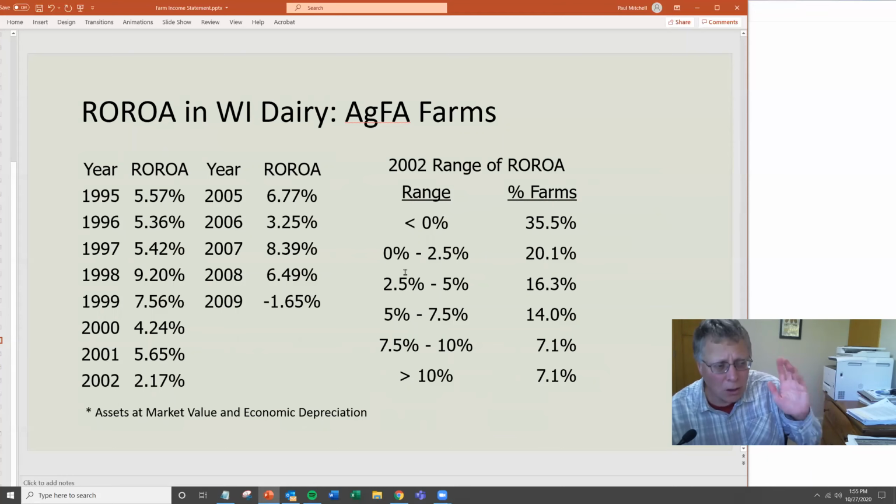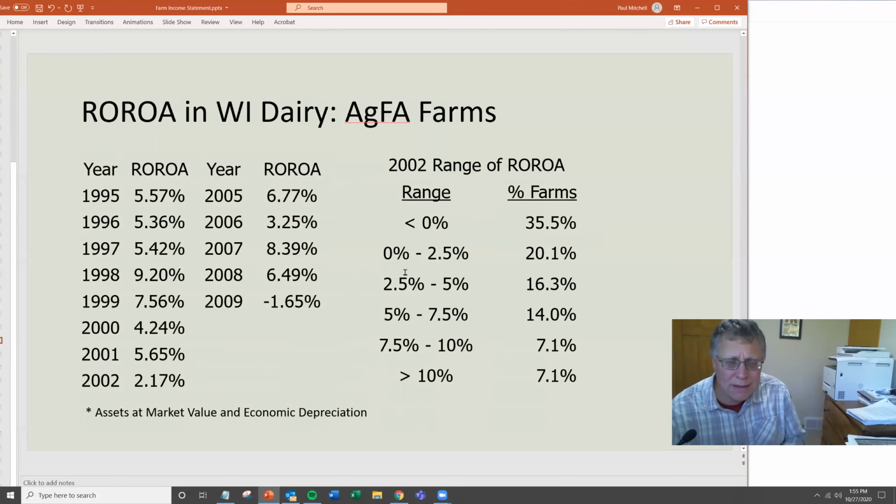And so you can see across years, what was the return on assets? Well, you can see 5.6, 5.4, 5.4, 9.2, 7.6, 4, 5.5, 5.62. Then you can see up and down, up and down, but there's generally a positive. 2009 was actually negative. It was a bad year. So you take a year that looks on the lower end, 2002, what's the average? It's 2.2%, 2.17.